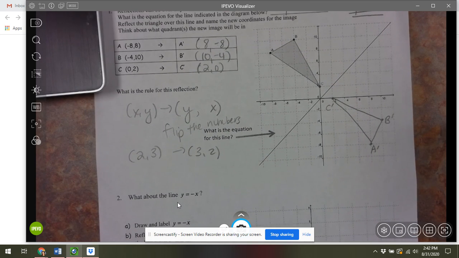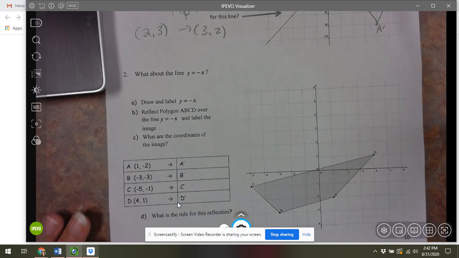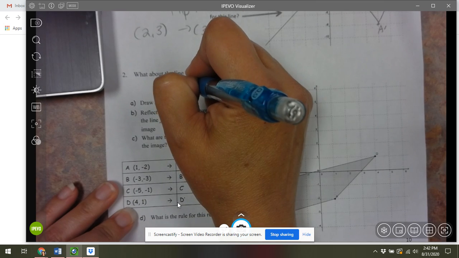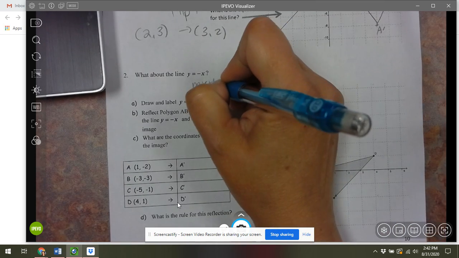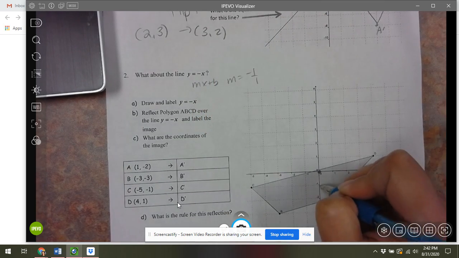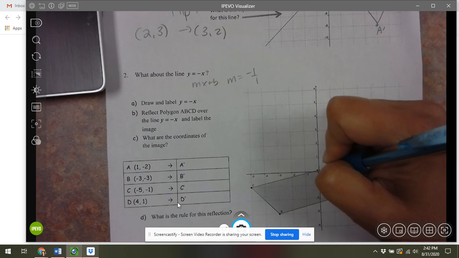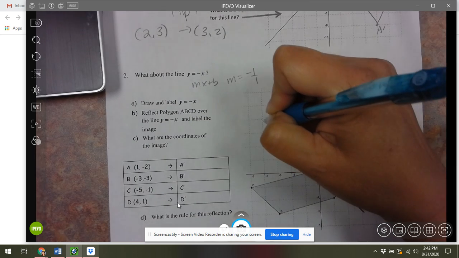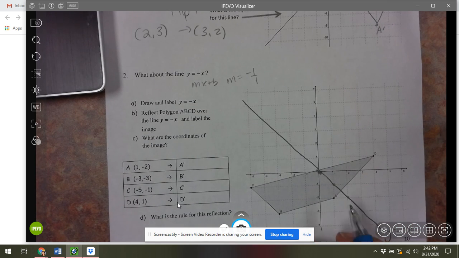What if you're going over the line y equals negative x? Y equals negative x, thinking of mx plus b, 0, and the slope is -1, so you go down 1 over 1, down 1 over 1. So this is my line, y equals negative x. And I'm going to reflect this polygon over this line. So I'm going to figure out the points.